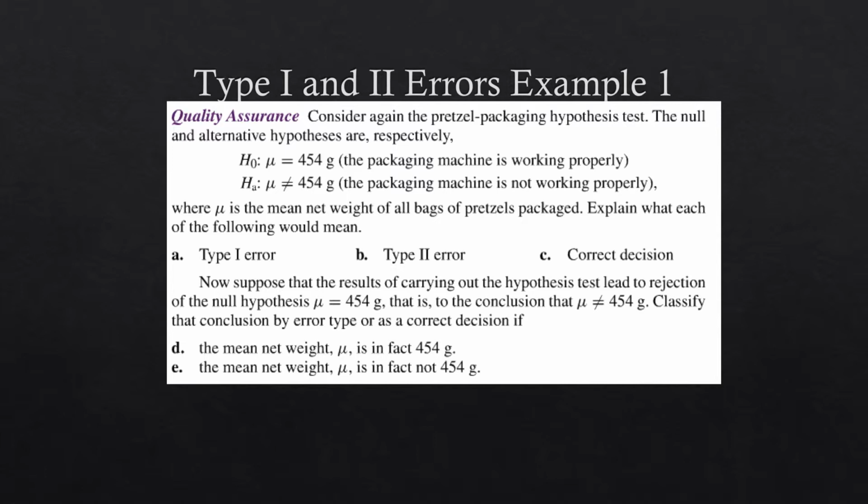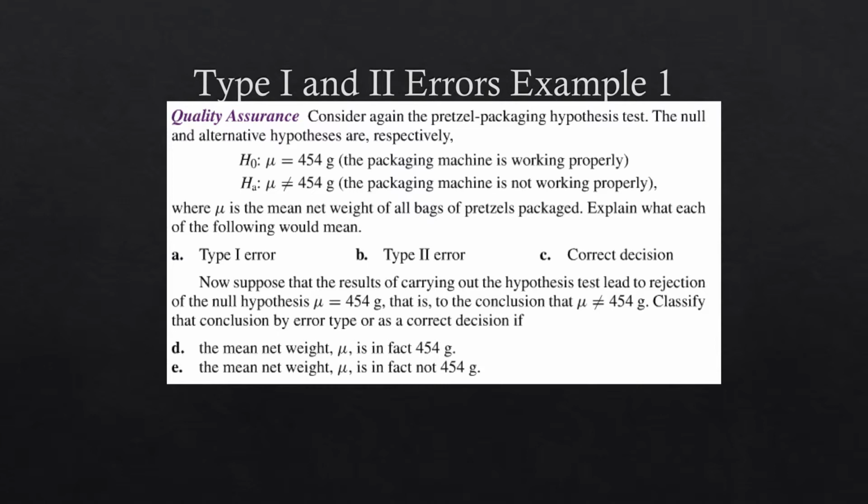Type 1 is when we reject the null when it's actually true. So in this case, a type 1 error would occur when it actually equals 454, but the results of sampling give us a different conclusion. For instance, you could sample all this data and get the conclusion that it's not true, but it actually is. That's what happens when you're sampling. You're not getting the full picture. So that's a type 1 error when we reject the null and it's actually true.